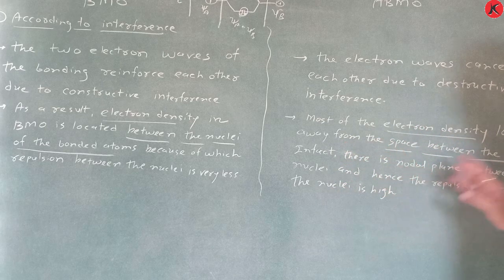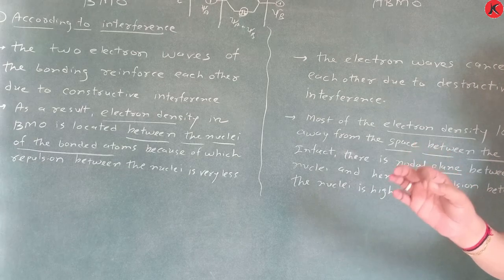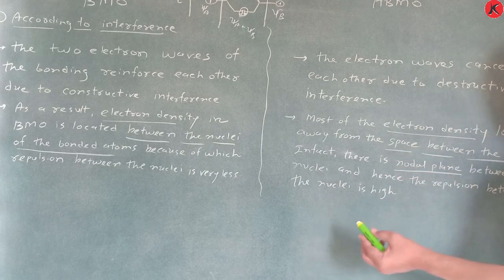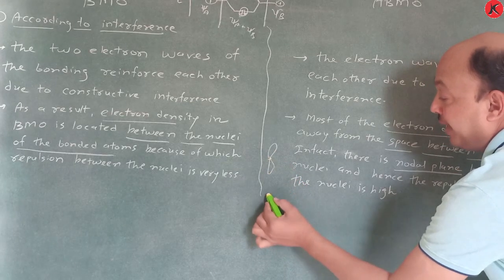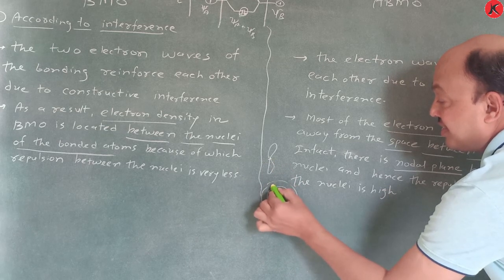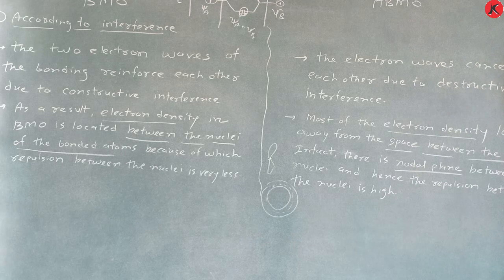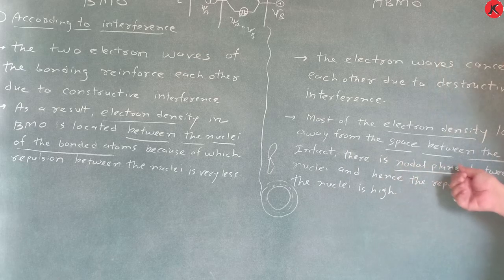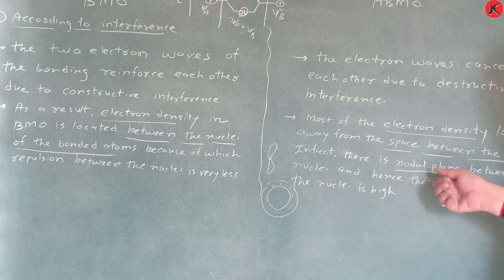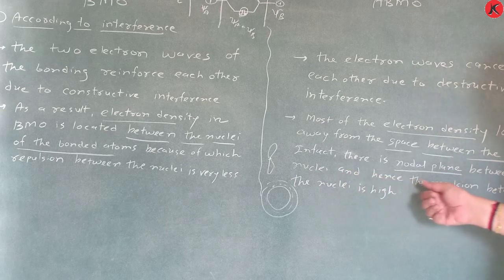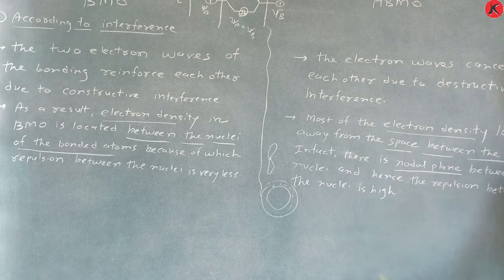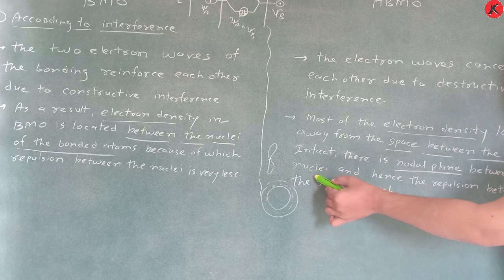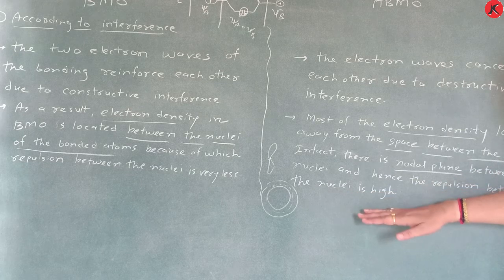In fact, there is a nodal plane where we can say that electron density is 0. You know this one, nodal plane is there. Suppose we consider a p orbital, and here we can say that this is a nodal plane, where the probability of finding an electron is 0. So electron density is 0 between the nuclei, and hence the repulsion between the nuclei is high. Here repulsion occurs maximum.